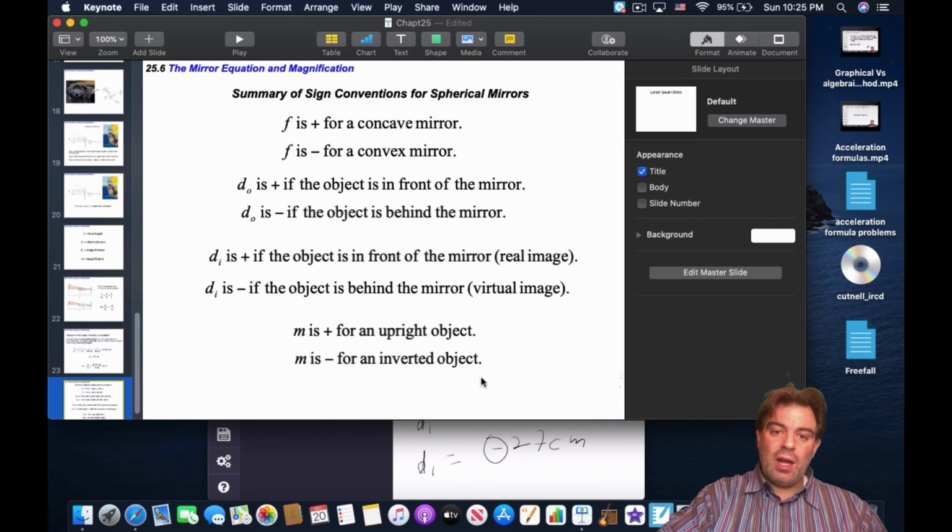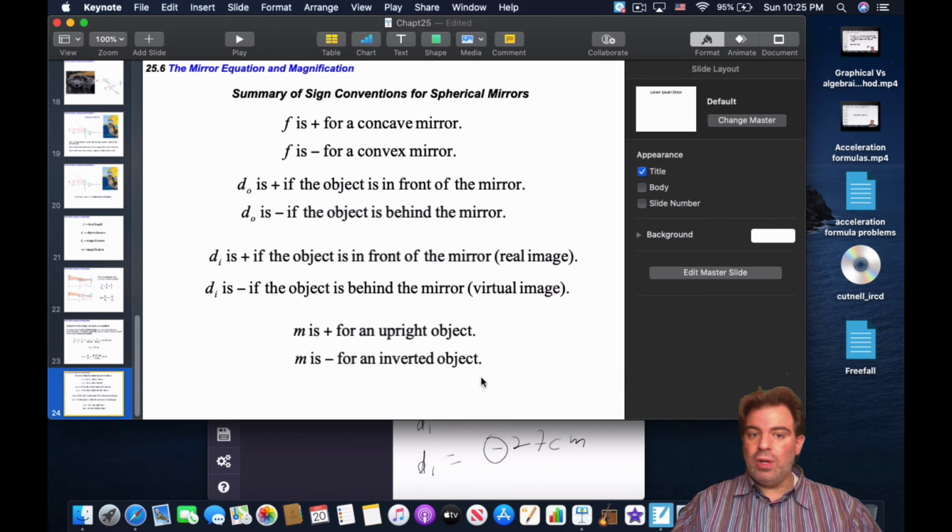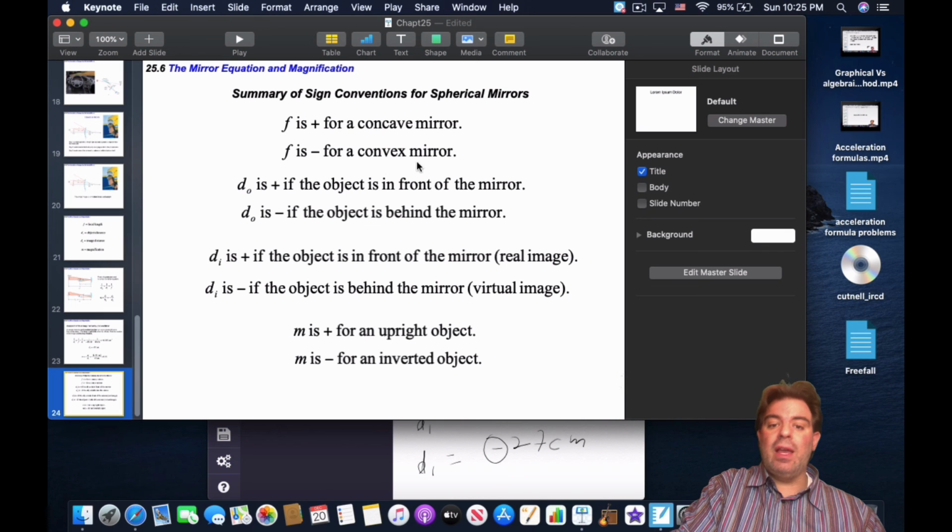And just as a quick synopsis, I also made this available to you guys. The most important things: the focal point is positive for concave, negative for convex. Distance of the object is positive if it's in front of the mirror, negative if it's behind the mirror. Distance of the image is positive if it's in front of the mirror, that's a real image. Distance of the image is negative if it's a virtual image, which means it's going to be behind the mirror. M positive is going to be for an upright object, and magnification negative is going to be for an inverted object.